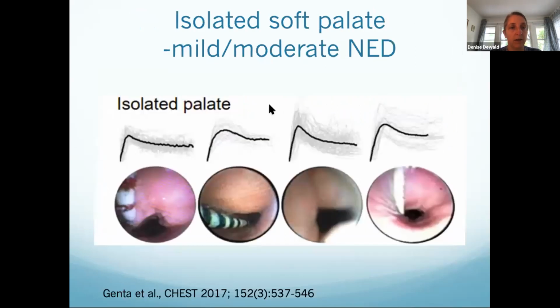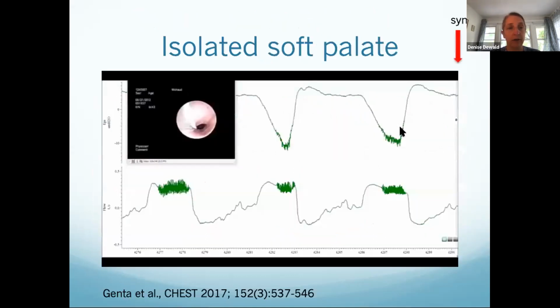Okay, and then when you have the palate falling into the airway, here you're looking down, so here is this little pressure transducer that's going down to the glottis, and then here's the soft palate. So when there's just isolated collapse of the airway at the soft palate, you have a little bit of negative effort dependence, mostly mild to moderate. And so this is what it looks like.